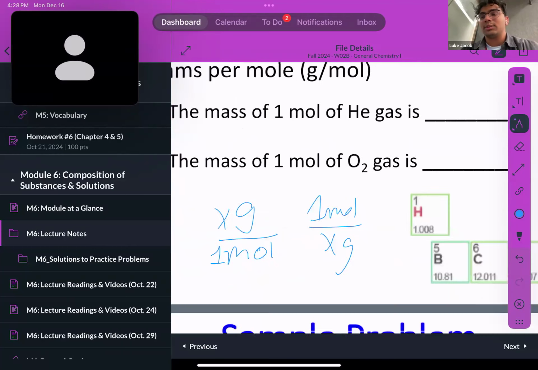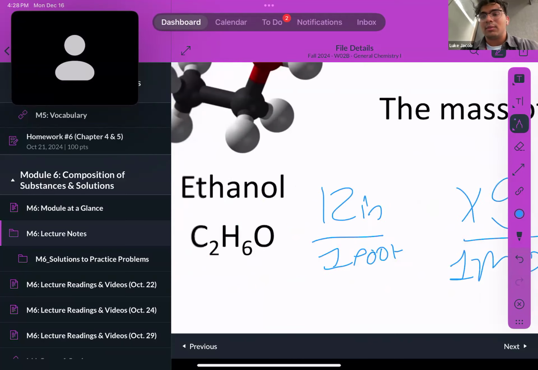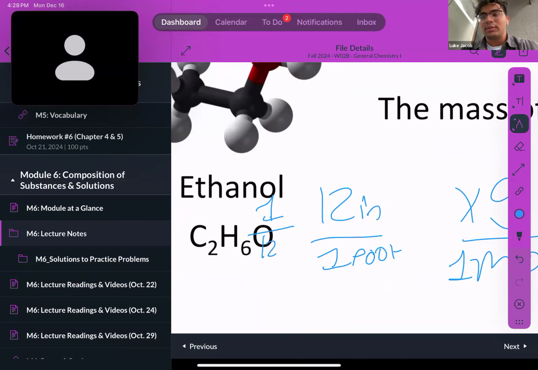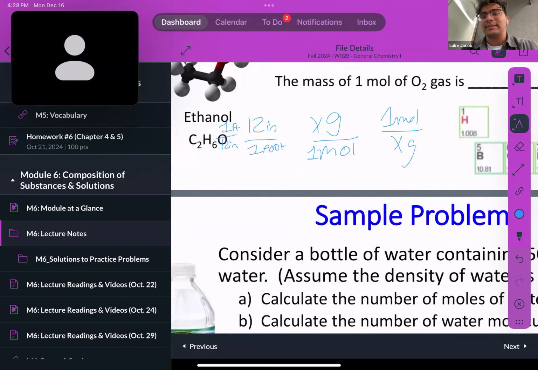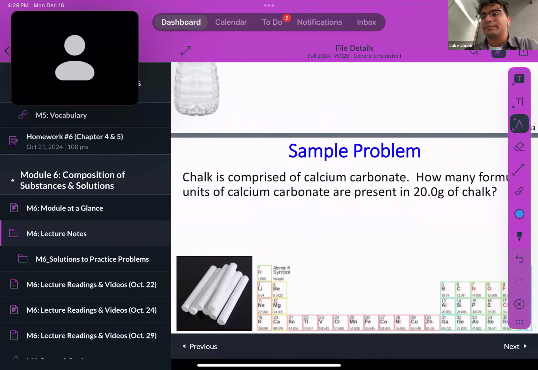All these are just relationships, right? It's the same thing as me saying 12 inches for every 1 foot, versus 1 foot over 12 inches, right? It just depends on the conversion that I'm doing. And so that's kind of my little gateway into trying to do some math problems with this.